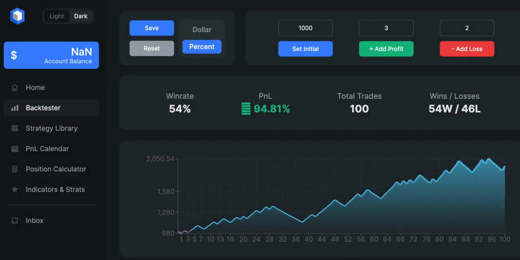Okay, just finished the backtesting, and as we can see, the win rate for the strategy is 54%, and we increased our account size by 94.81%. The results are pretty good. The strategy is definitely making money, but I must say these results are not even close to the ones that were promised in the video.